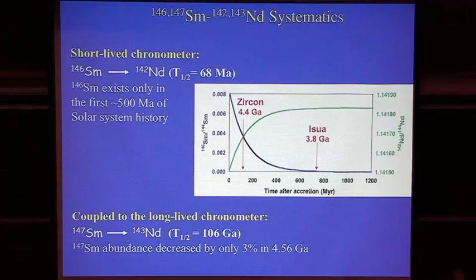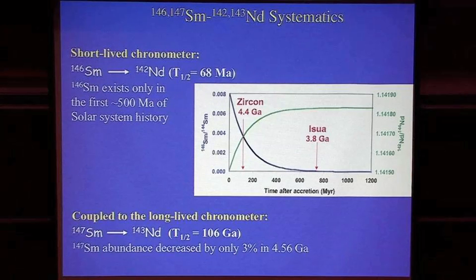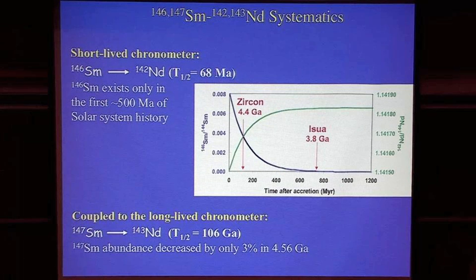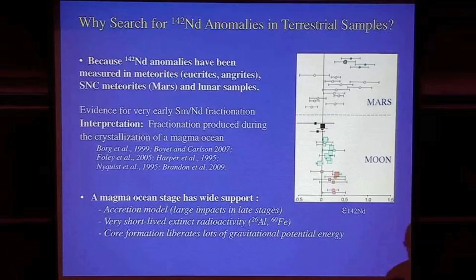One is the 146 samarium, an extinct nuclide, decays to 142 neodymium, has a 68 million year half-life. So again, it was present in the early solar system, but it was gone by 200-300 million years into Earth evolution. And then it has the long-lived one here, 147 goes to 143, 100 billion year half-life, so you've only lost something like 3% of the 147 over Earth history. So it's still around. Every time you change the samarium-neodymium ratio of a rock in Earth history, it keeps recording it. Here, after 200 million years after the formation of the Earth, if you change the samarium-neodymium ratio, you no longer affect the evolution of 142 because there's no 146 left.